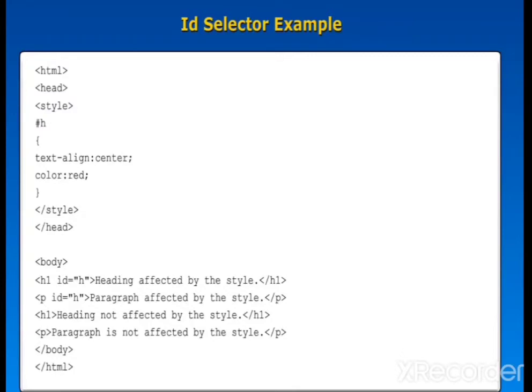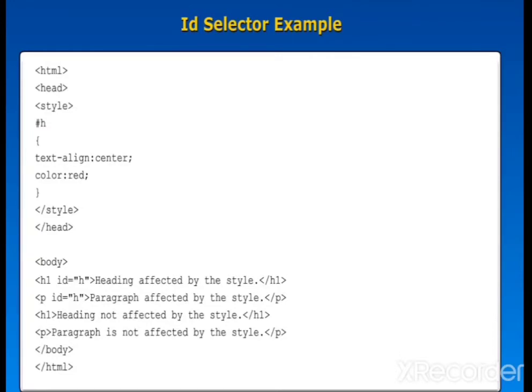Here html, head. After that, we have to open the style tag. In the style tag, we have to mention the selector name. Here the selector name is h. If we mention the hash symbol, then that h belongs to the id selector. In this id selector, we assigned styles called text align and color. These are the two properties. For these two properties, we gave the values center and red respectively. After that, we closed the style tag and the head tag.